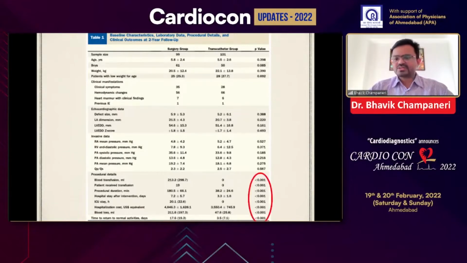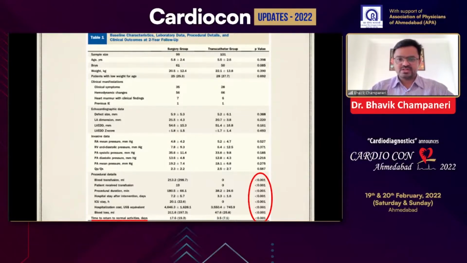But if we look at the procedural details, blood transfusion requirement was significantly higher in the surgical group. Procedural duration was very high in patients who underwent surgery. Hospital and ICU stay obviously was higher in the surgical group. The most important thing was time to return to normal activities, which is very important in the current scenario. That time was significantly higher, somewhere around 18 days in the surgical group, while patients with device closure were normal after 3 to 4 days of the procedure.